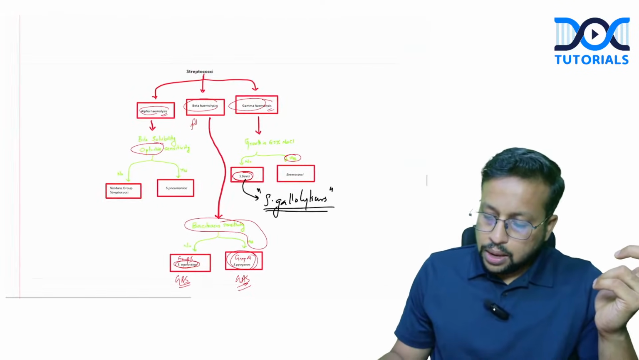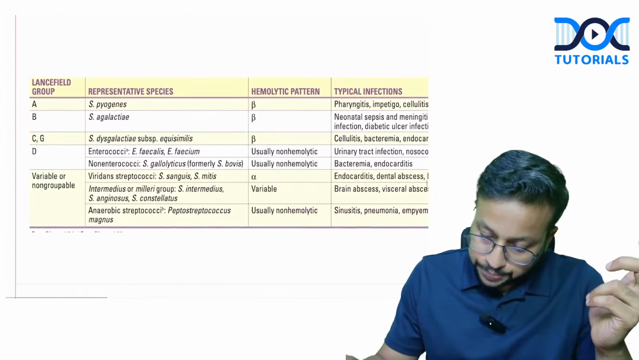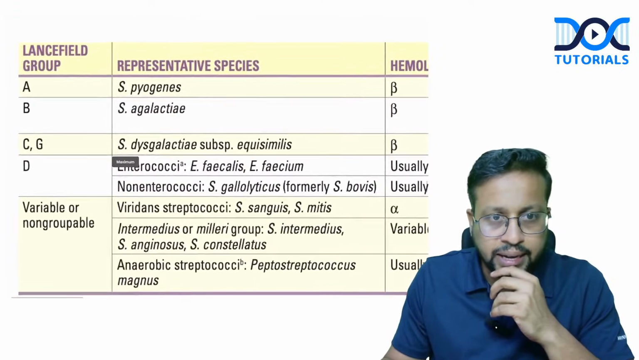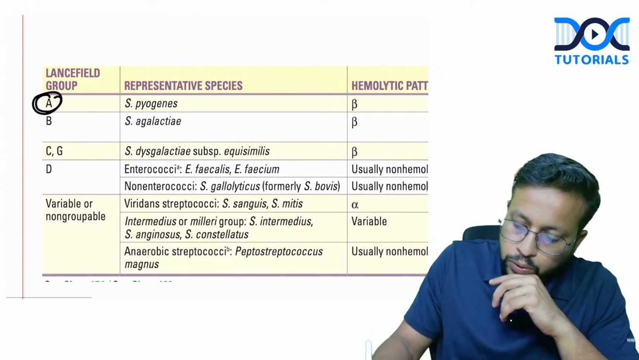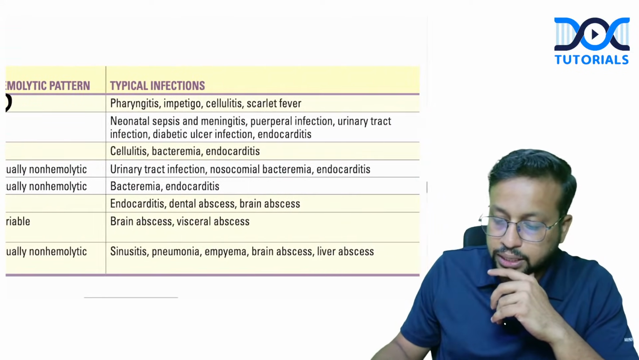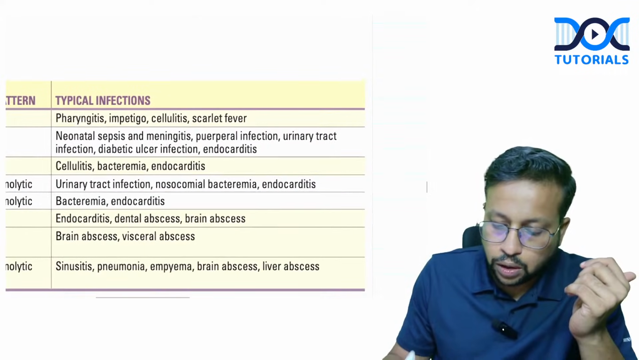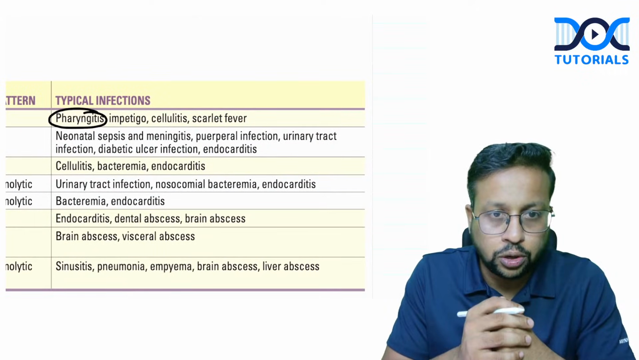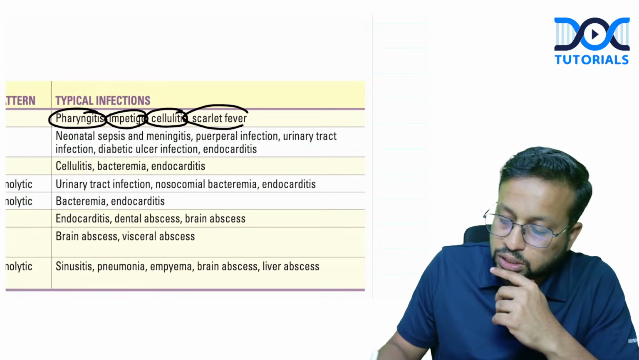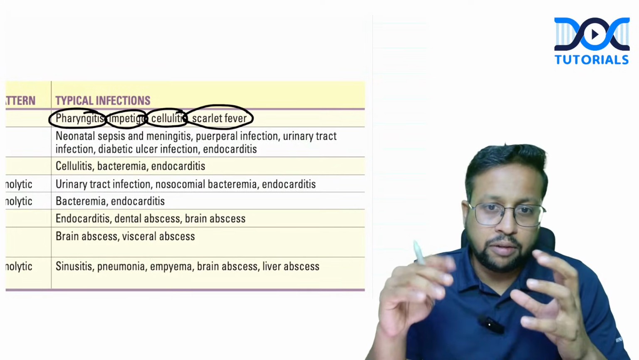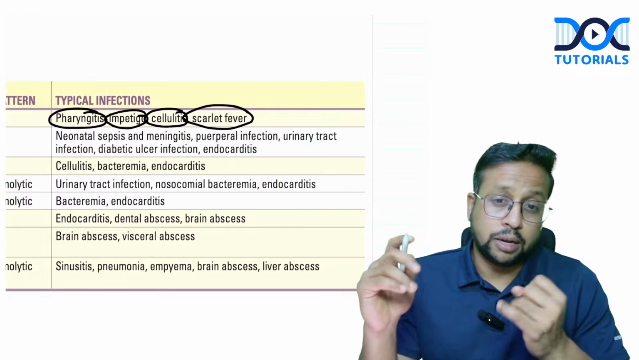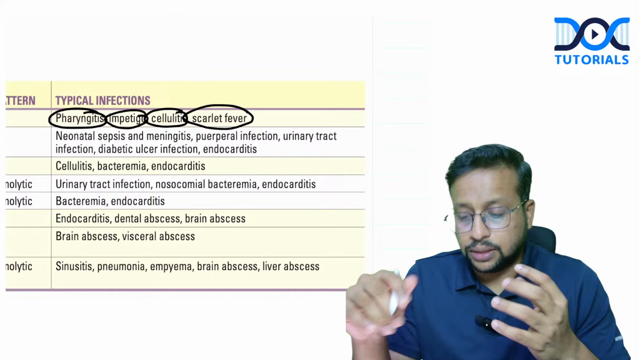Now, if you look at some of these infections, which are given as a table again in Harrison, in group A, it is Streptococcus pyogenes. It's a beta hemolytic streptococcus, as we have already mentioned. It is the commonest cause of pharyngitis, so it's strep throat. It causes impetigo. It's also the commonest cause of cellulitis. It can also cause scarlet fever, where you will have a sandpaper-like erythematous rash. You can have strawberry tongue in these individuals.